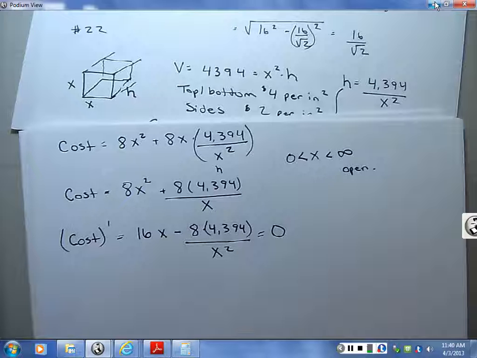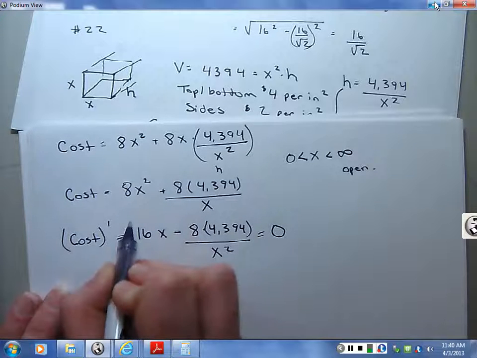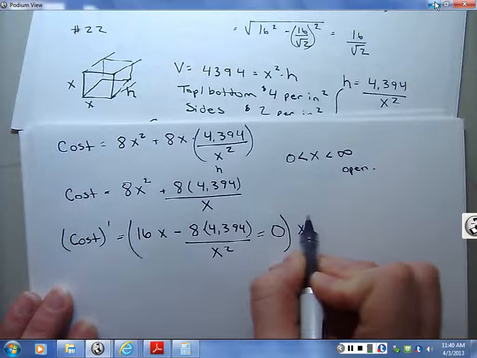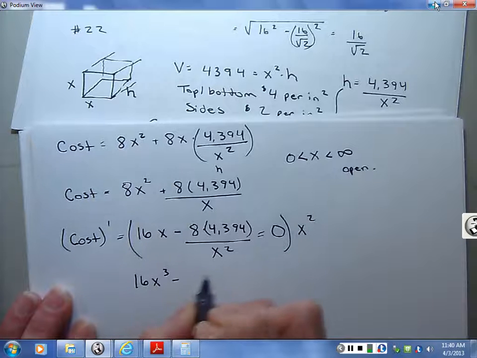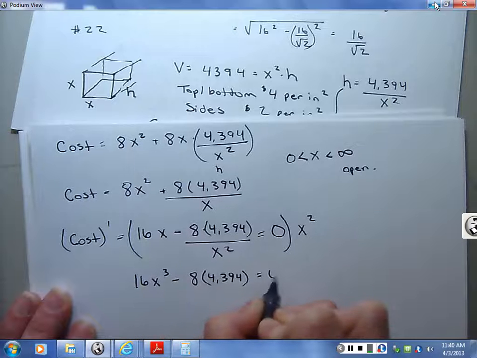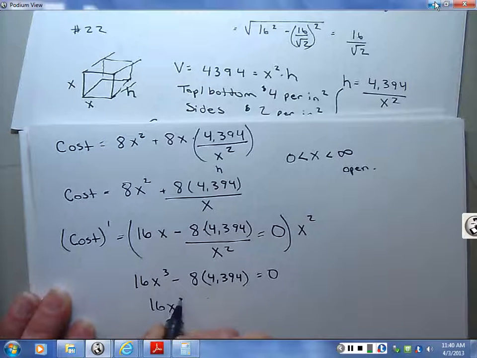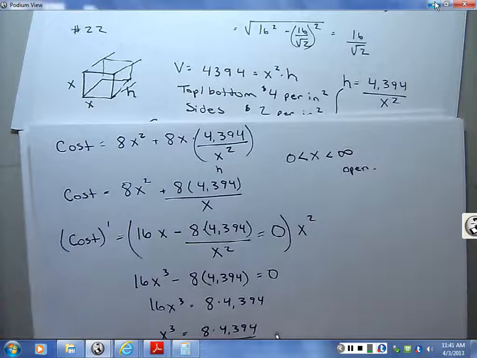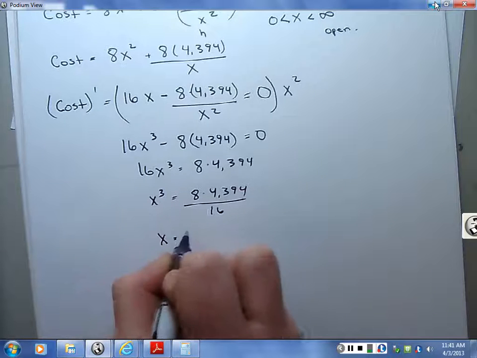So how do I solve for this? I can multiply through by x squared because x doesn't equal 0, so I don't have a problem doing that. I end up with 16x cubed minus 8 times 4,394 equals 0. So 16x cubed equals 8 times 4,394. X cubed equals 8 times 4,394 divided by 16. So then x equals the cube root of that.